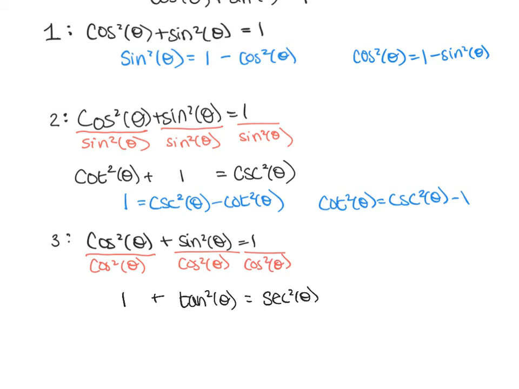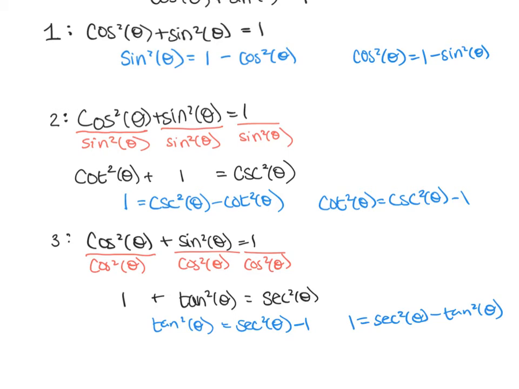So this is the third of our Pythagorean identities, and then once again you may see rearrangements. So if we were to subtract 1 on both sides, you may have tangent squared theta is equal to secant squared theta minus 1. Or if we were to subtract tangent squared theta on both sides, you might see 1 is equal to secant squared theta minus tangent squared theta. So all the ones we have here in black, those are the ones you're going to need to know. The blues are just rearrangements.